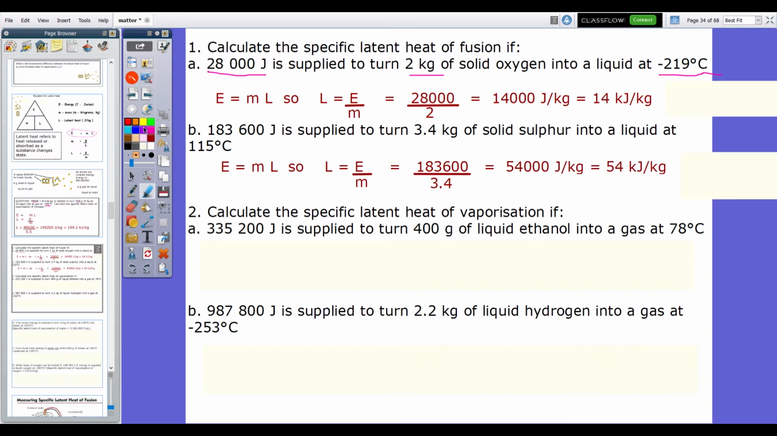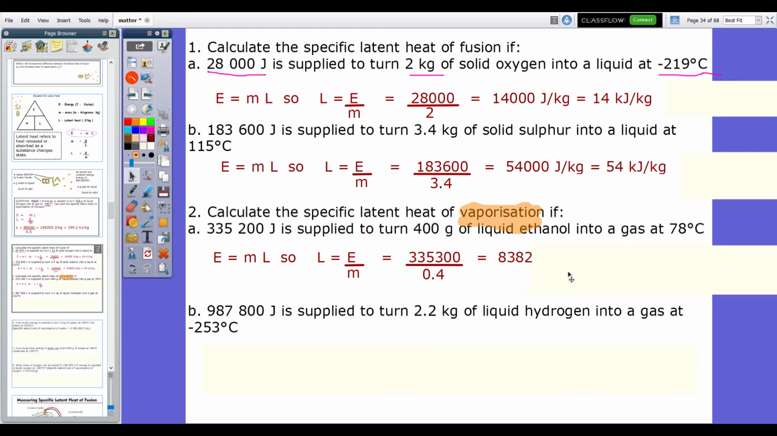Now, next two questions just switch to vaporization. So it's still pretty much the same formula, but now we're doing vaporization. Still going to be E equals ml, but we're looking for the energy required to change from a liquid into a gas. So 335,200 joules applied, and it turns 400 grams of ethanol into a gas. E equals ml, L equals E over m. 335,200 divided by 0.4, which is 838,000 joules per kilogram.